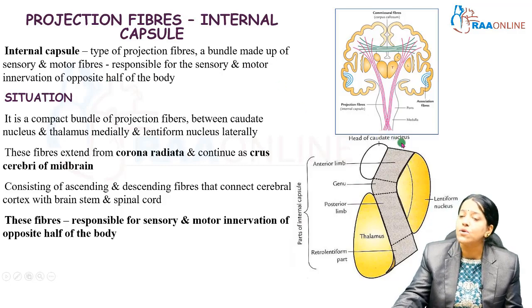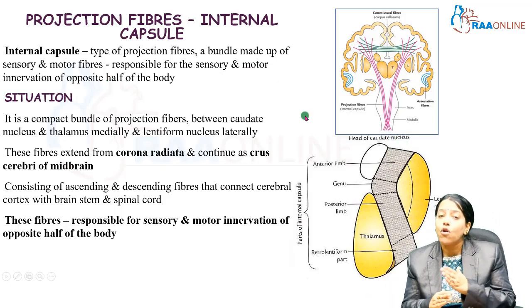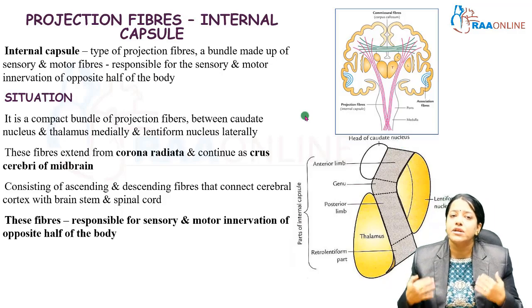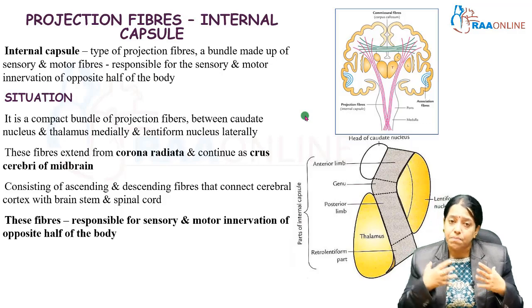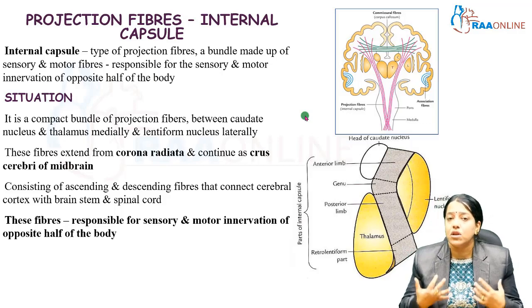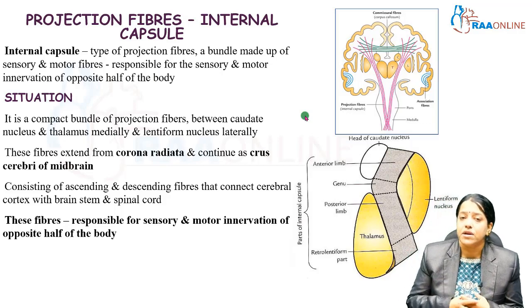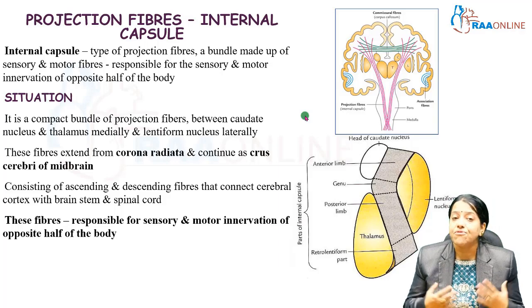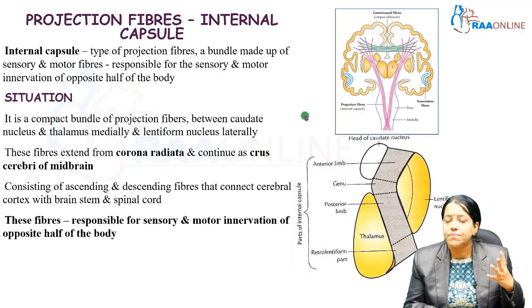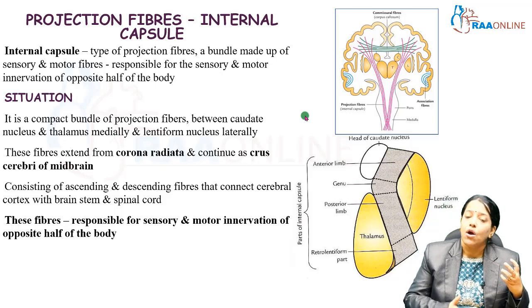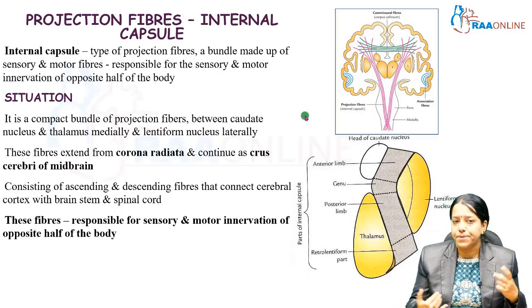Why the opposite half? Because these tracts are crossed at different subcortical centers. Either they have crossed at the level of the spinal cord or at the level of the medulla oblongata. So these fibers have crossed, and it is always controlling the opposite side. The internal capsule will always have the fibers of the opposite half of the body.